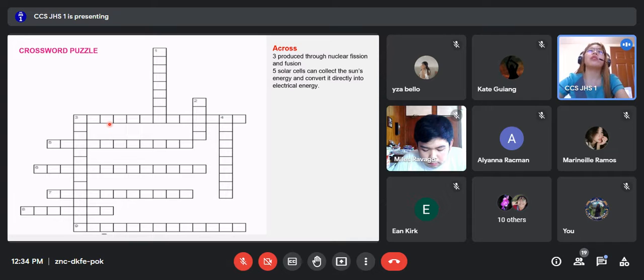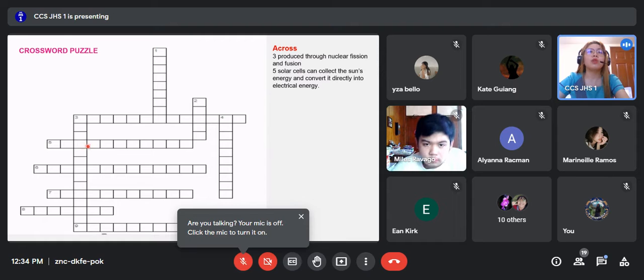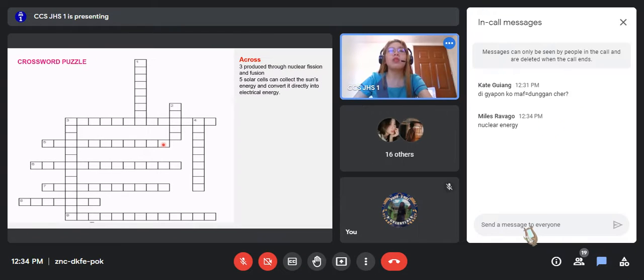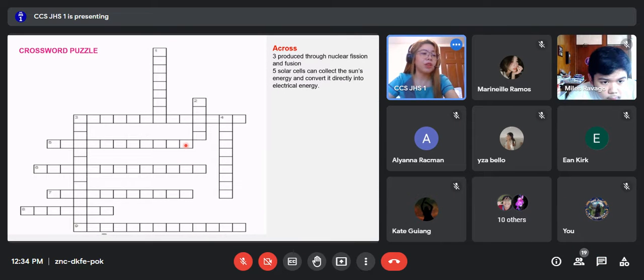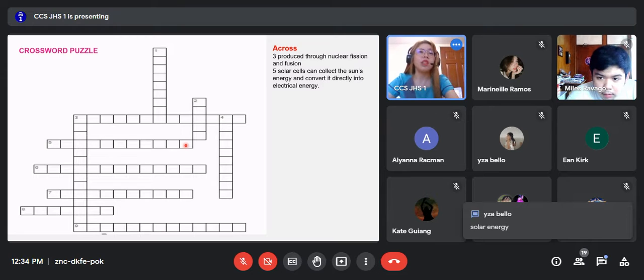Next, what about this? 5. This is 5 across. 2, 4, 6, 8, 10, 11. Solar cells can collect the sun's energy and convert it directly into electrical energy. So what is this? All right, very good. This is solar energy.